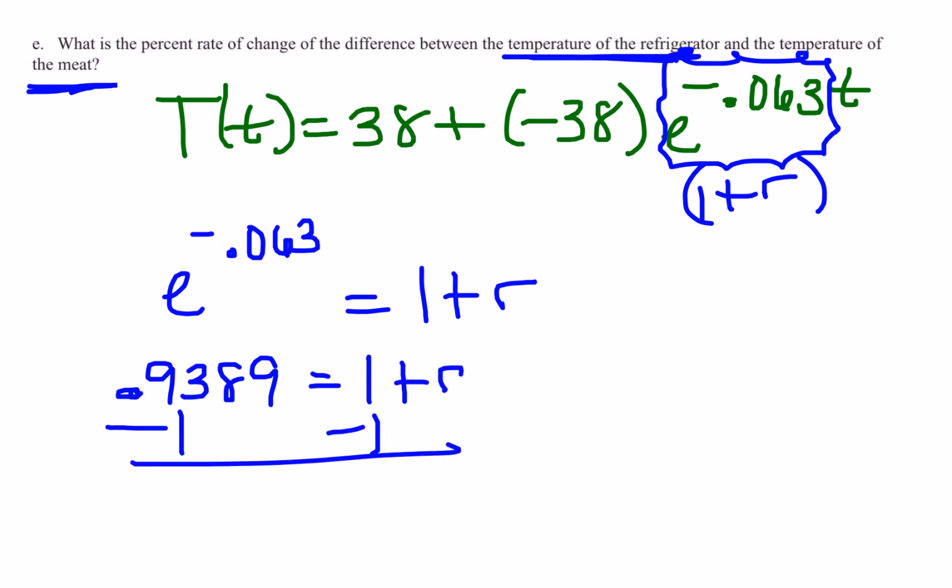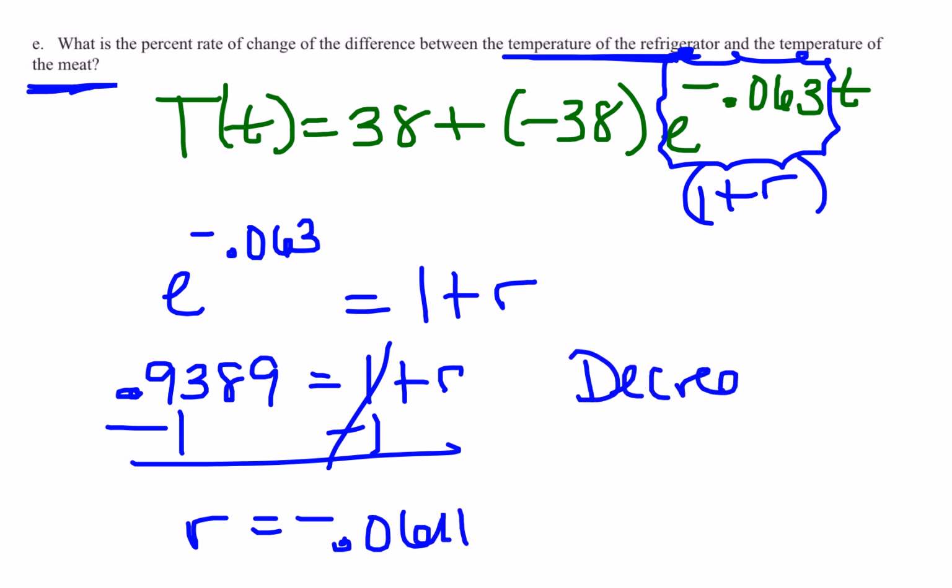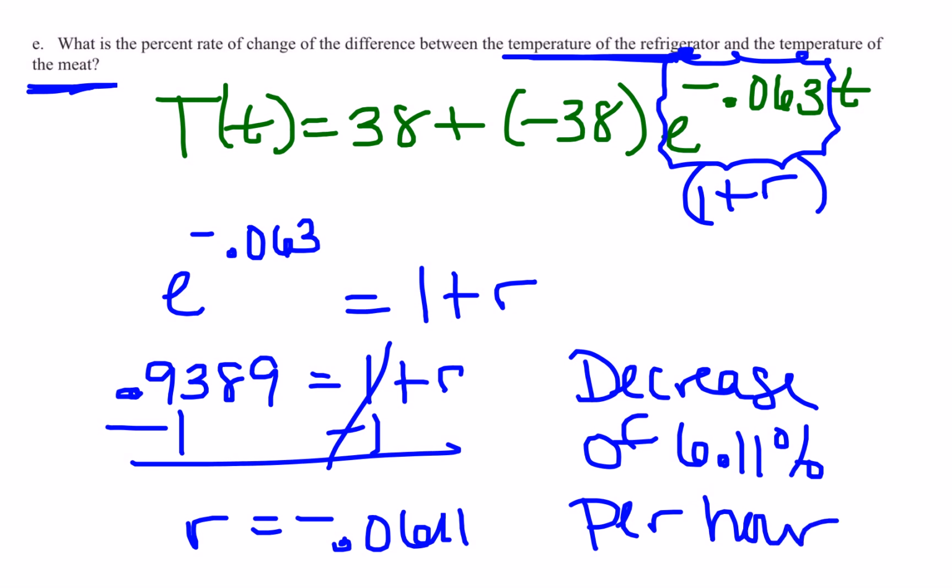Subtract 1, which means my rate is negative 0.0611, which means that I have a decrease of 6.11% per hour. So that means that your percent rate of change between the difference of the temperature of the meat and the temperature of the refrigerator is decreasing by 6.11% per hour.